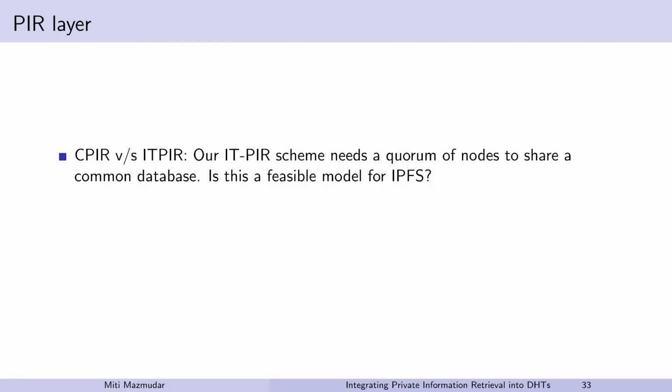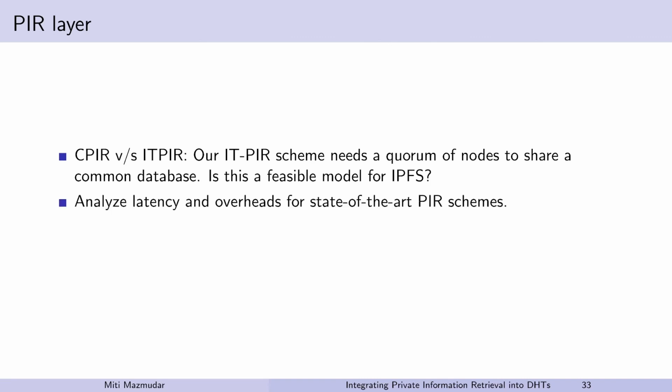So let's start with the questions for the PIR layer of our work. We've talked about CPIR and IT-PIR. Our IT-PIR scheme requires a quorum of nodes to share a common database. Is this a feasible model for IPFS nodes? I'll talk a bit more about forming quorums in IPFS soon. We also want to compare the latency as well as communication and computation overheads for the CPIR or IT-PIR schemes that we're considering. Given that IPFS aims to deliver low latency lookups, we want to select the scheme with the lowest latency and moderate communication overhead.